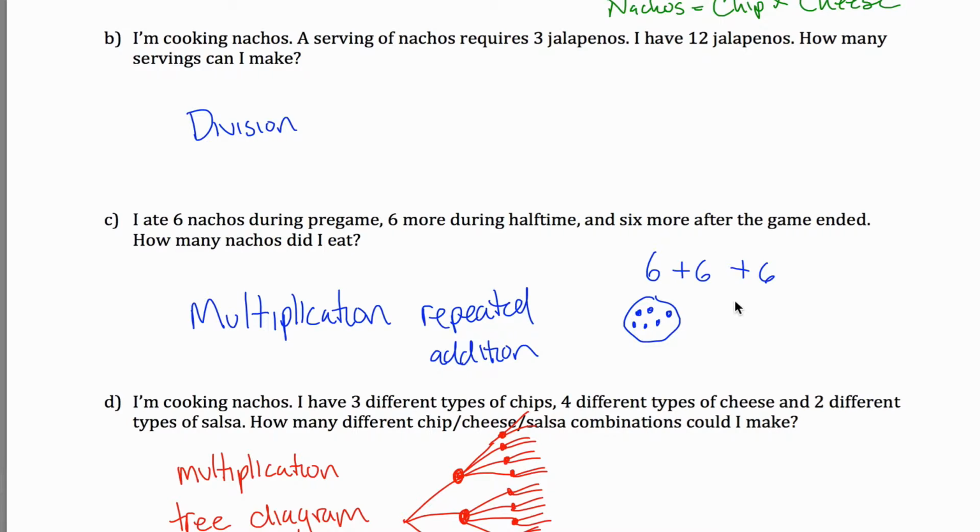That's the pregame nachos. And then at halftime, you ate 6 more nachos. And hey, here they are. And then after the game ended, you had 6 more, cold at this point, but whatever, nachos. And what you're doing is kind of putting these all together to represent all of the nachos you made. These are your 18 that you got from repeated addition.